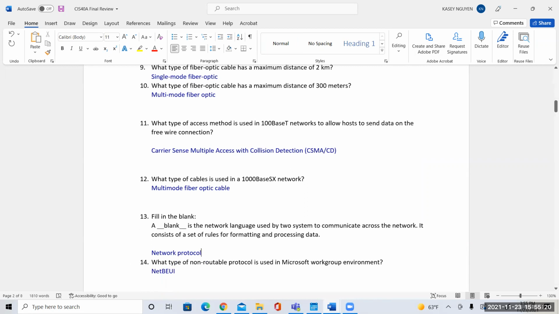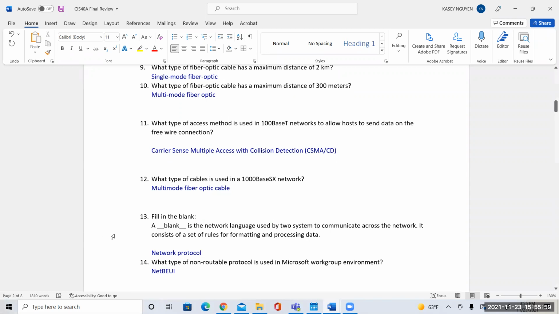For 14, what type of non-routable protocol is used in Microsoft Workgroup environment? And that is your NetBEUI. Since NetBEUI came before the implementation of IP addresses, it was used to set up a workgroup environment. So by default, your Windows 10 and your Windows systems put everybody on workgroup, which is a way to reference peer-to-peer environment where all the nodes are equal in roles.